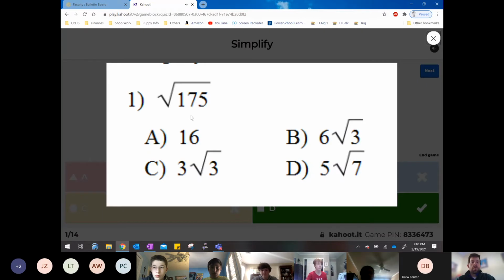So check this out. Square root of 175. What do I know that goes into 175? I know 25 goes in. You think $1.75, that's 7 quarters. So 25 times 7, square root of 25 is 5, and square root of 7 is left over. So option D right there.